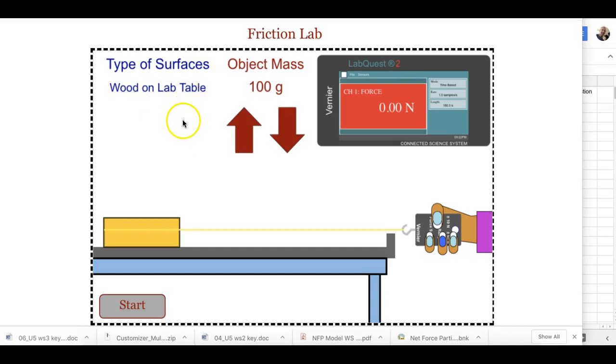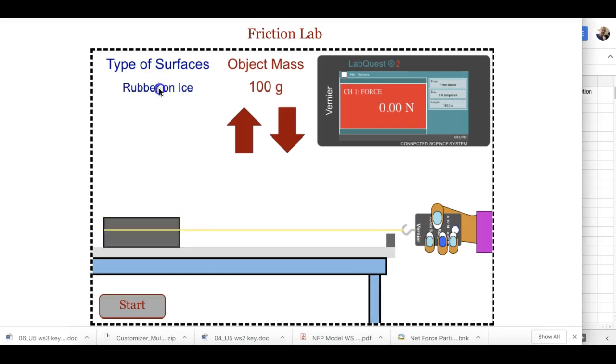So I just want to show you how this works. When you first load this up, there's a lot of things you can do. You can change the surfaces, so rubber on ice. Here we've got aluminum on steel, glass on glass, graphite on graphite, and wood on the lab table, and that's the one that I want you to start with.